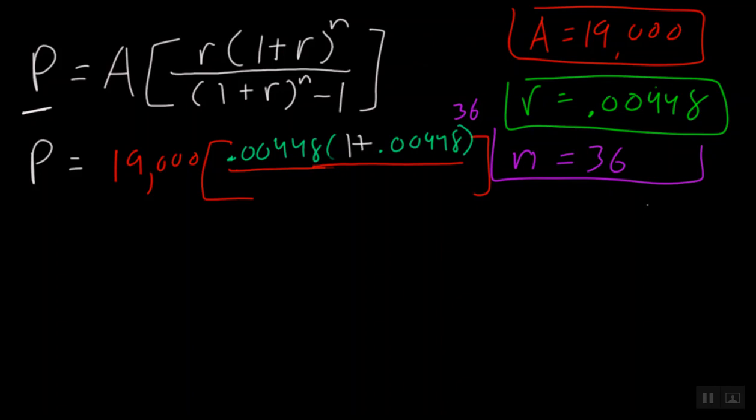Now let's look at the bottom of this. Just following suit, we have the parentheses 1 plus, and we have that R amount again, which is 0.00448, close parentheses, and we're once again going to raise this up to the nth power, 36, and then don't forget we have that minus 1 still on the outside.